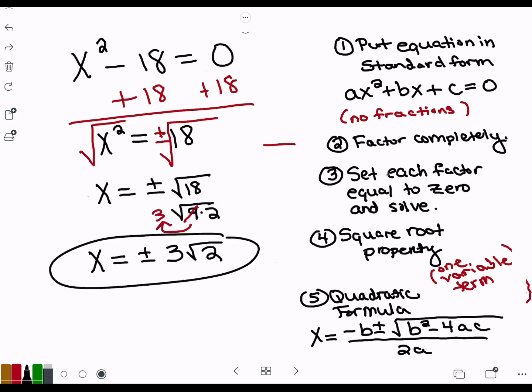So here, when you take the square root of 18, you can't really do that and get a whole number. So what I do to simplify that is I break the 18 up into 9 times 2 and take the square root of the 9. The square root of 9 is 3 and it comes out of the radical. So you get your answer. X is equal to plus or minus 3 square root 2.